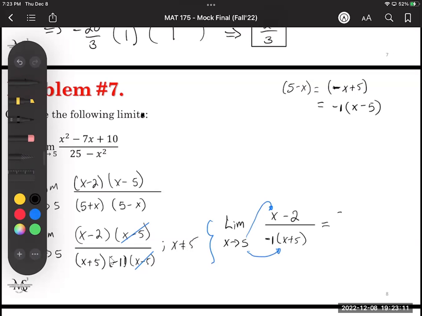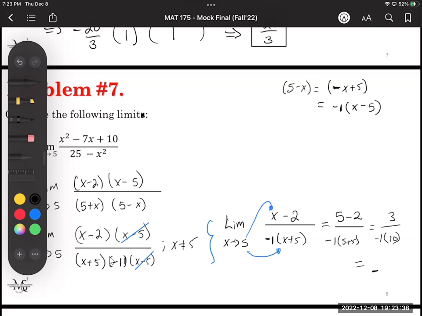So my numerator will read as 5 minus 2. The denominator reads as -1 times 5 plus 5. So what's 5 minus 2? Well, that's 3. So the numerator is going to be 3. The denominator is -1 times 5 plus 5, which is 10. If you take -1 times 10, it's -10.